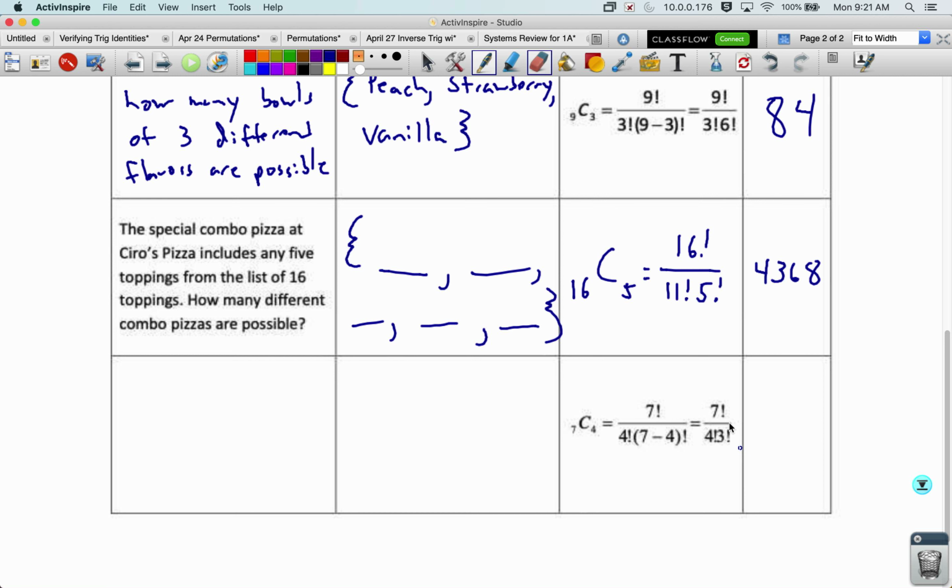Okay, I'm going to leave this last one to you. Does it look right? Yep. The math here is solid, but you got to come up with your own situation for a 7 choose 4 situation. All right, and don't forget to fill in these pizza toppings here.